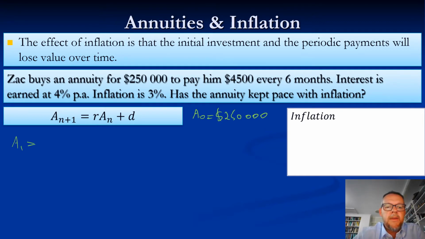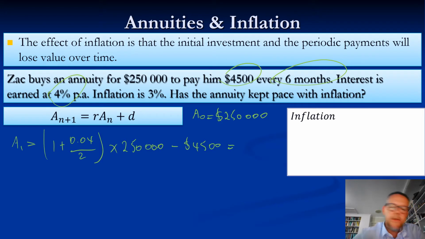So what do we say? It's the growth rate. So that's our R. So it's 1 plus the interest rate. What's our interest rate? It's 4% per annum. So 0.04 per annum. Now we're told every 6 months here. There's 2 lots of 6 months for every 12 months. So that's our growth rate. Now let's multiply it by our amount, which is this $250,000. And we also need to then take away that $4,500. And that should give us $250,500.